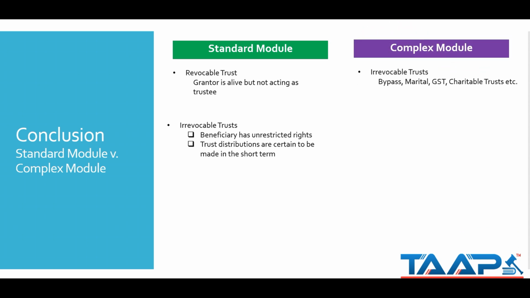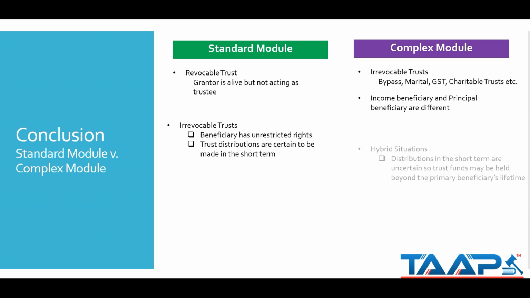The complex module is going to be used for irrevocable trusts, and these trusts that we have listed here are generally going to be pretty substantial trusts. The income beneficiary and the principal beneficiaries are different, whether that's going to be child, grandchild in a generation skipping trust, or grantor and charitable remainder, or charity as the lead trust and individual remainder, or the parent and then the stepchild in the marital and the bypass trust.